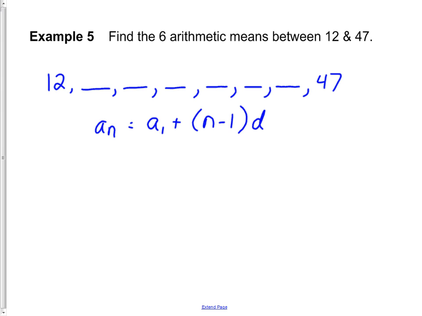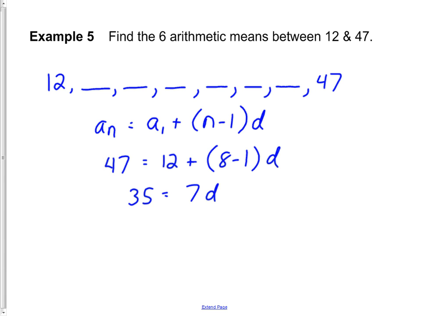So a sub n is the last term, 47. A sub 1 is the first term, 12. Number of terms in the sequence, there's going to be 8 of them. Now I'm after d. So let's subtract 12 from both sides. Subtracting 12 from both sides, that'll give me 35 equals 7 times d. The distance in between is going to be 5.